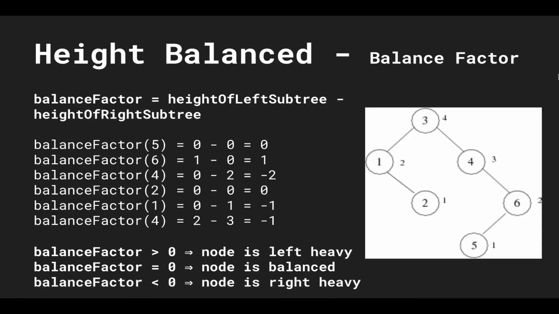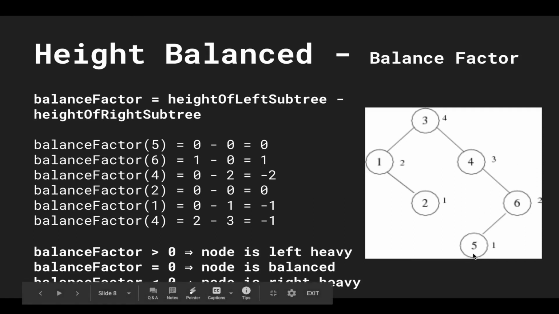So now that we know what heights are, we can talk about balance factor. The balance factor of a node is the height of the left subtree minus the height of the right subtree. So here are the balance factors for all the nodes in the figure to the right. The balance factor for 5 is 0, because the height of the left subtree is 0, and the height of the right subtree is 0, so 0 minus 0 is 0.